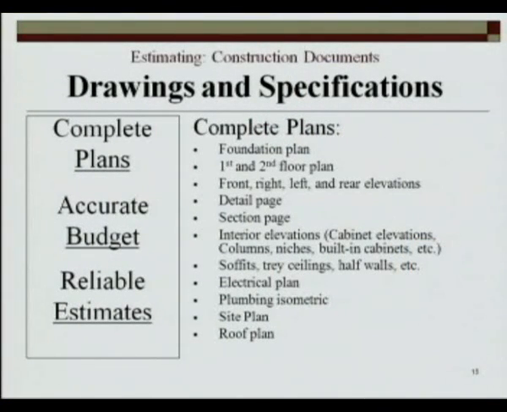Drawings and specifications, complete plans, accurate budget, reliable estimates. Really, on a complete set of plans for estimating, you've got your foundation plan, first and second floor plan, you've got your elevations, detail page, your section page, your interior elevations, if you have niches, closets, different ceilings. You want to have all of those detailed on there so your contractors are bidding what you're actually going to build. You want to have cabinet layouts, electrical plan. You do want to have something that details your plumbing fixtures. Put a site plan on there if you've got the site plan, and then if it's a complicated roof, you want to put the roof plan on there so you can get accurate estimates from your lumber, carpentry, and roofing contractor.